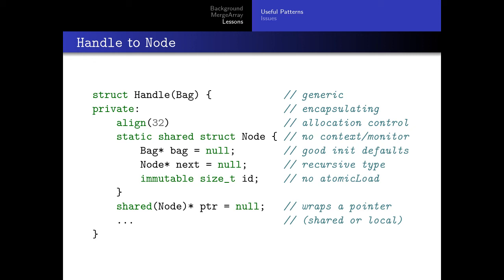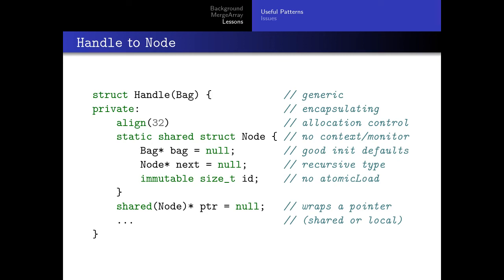I thought this short little bit of code was a nice example of a lot of different features that was very compact. So this is the handle node. Like this is literally all the definition for that node, and how it works. So there's the generic handle that takes any sort of bag. I have private, I have align, static shared node, so that the shared applies to the node and it's static, so there's no context pointer.